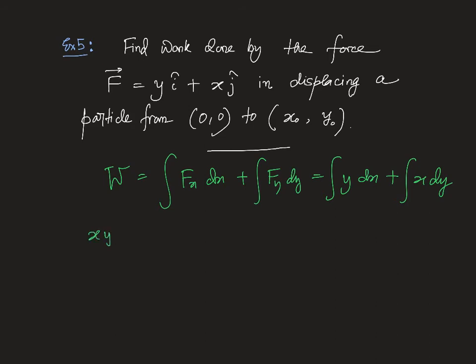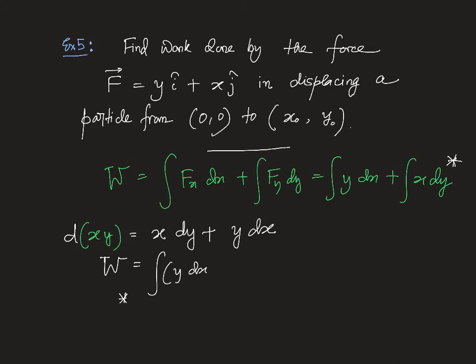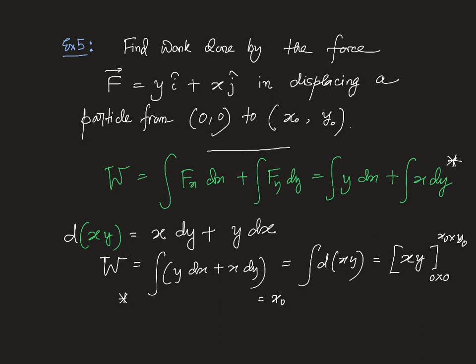See, a change in xy means d of xy. What you can write? It's x dy plus y dx. So you can write it together, integral of y dx plus x dy. So that is nothing but integral of d of xy. So integral of d of xy is actually xy, and the limits will be 0 multiplied by 0 to x naught multiplied by y naught. Final values of x into y is x naught multiplied by y naught. So x naught y naught minus 0 into 0. So that is x naught y naught. That is the answer. Work done.